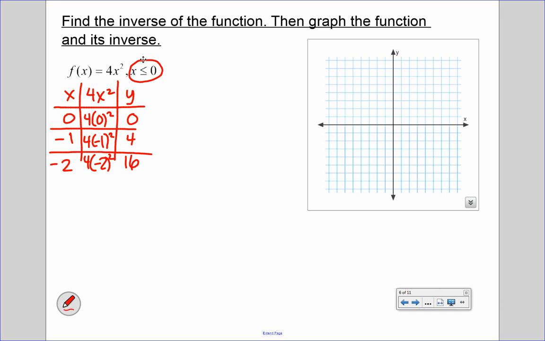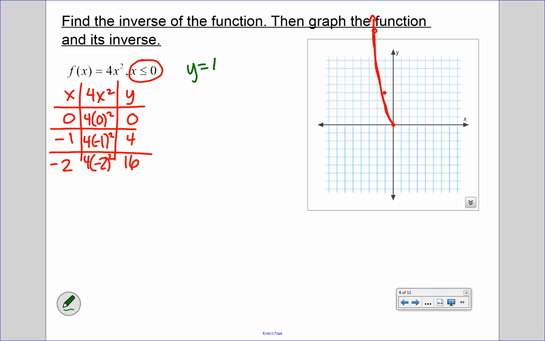We have 0, 0, -1, 4, -2, 16. It's way up there. And then we make our nice curve for that. All right? Now, if our x values have to be negative, our y values have to be negative for our inverse. So we're going to find our inverse first.